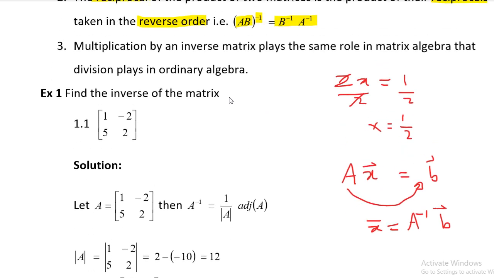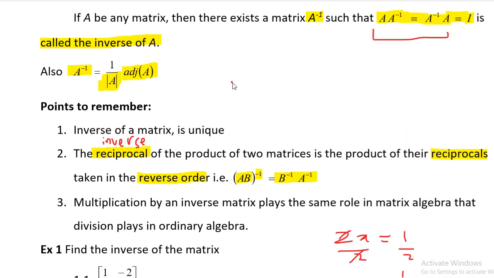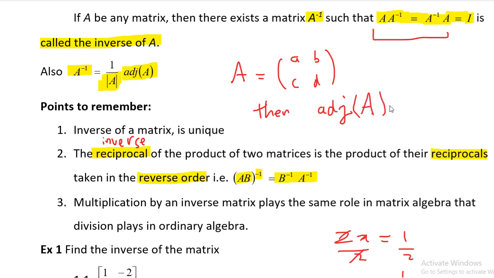So what is the adjoint of A? For a 2 by 2 matrix, the adjoint of A is very easy. For example, if A is the matrix with entries a, b, c, d, then the adjoint of A, which in short we write as adj, is found as follows: you change the position of the diagonal elements.